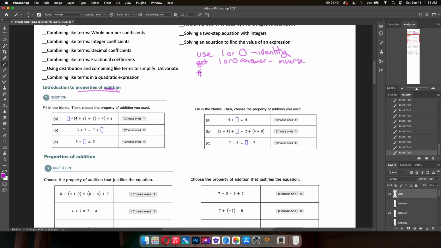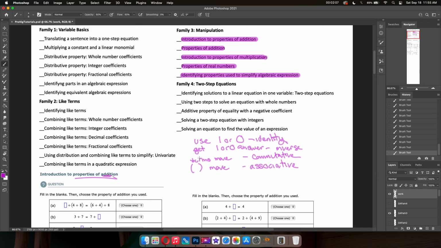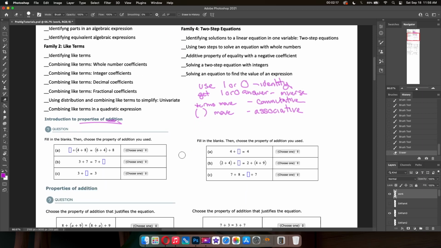Because we learned the terms in the last one, if the terms move, that is going to be commutative. And if the parentheses move, that's going to be associative. And this is actually going to help you with two topics, because if you look back up here at the top, it says Introduction to Properties of Addition, Introduction to Properties of Multiplication. I wonder if there's carryover between those two topics.